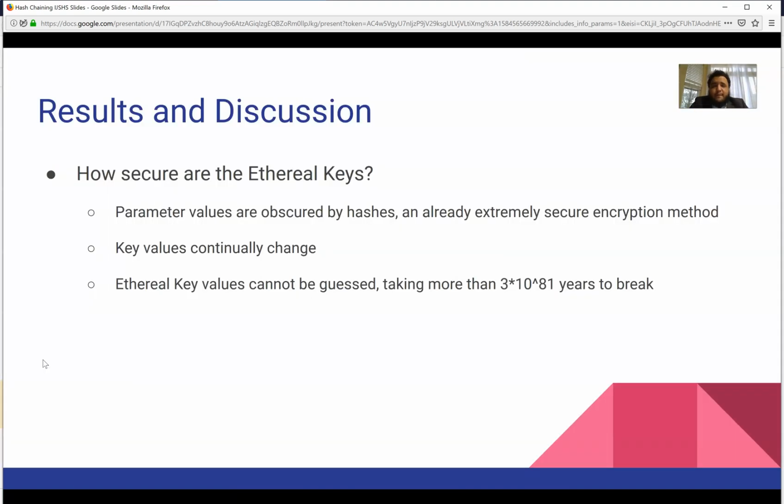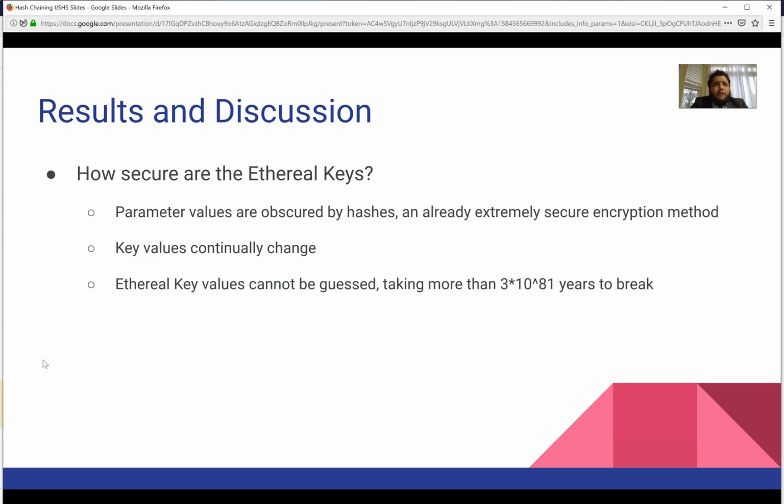Well, for one, the parameter values integral for the generation of key values are obscured by multiple hashes. Since hashes are functionally irreversible, the parameter values are securely protected and thus maintain forward secrecy. Due to the modulation process of the future contact phase, new key values are constantly created, meaning that by the time any hacker discovers or brute forces the ethereal key, a new key is created.